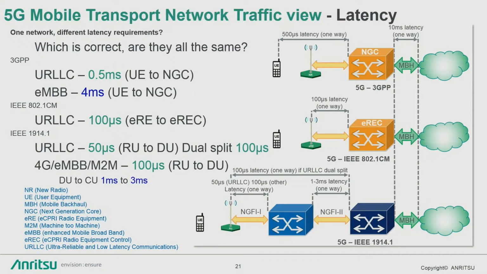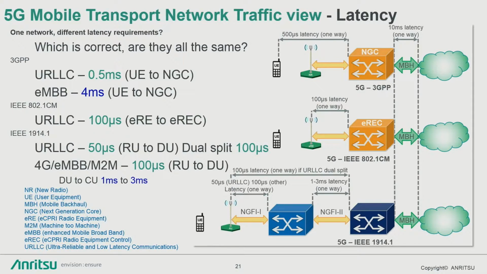So going to the question that you asked earlier, depending on if I'm at the mobile mid-haul, let's take the bottom example here, where you see NGFI 2, that's 1 to 3 milliseconds of latency one way, versus NGFI 1, where you're looking at 50 to 100 microseconds. Much tighter. So where I place my DU and CU functionality is largely dependent on which applications I'm supporting and their latency requirements for each.